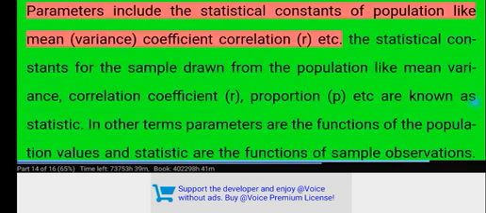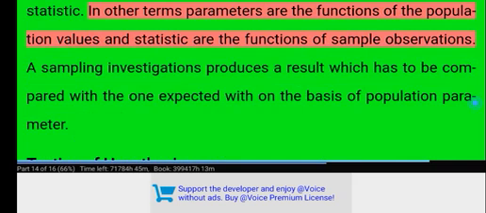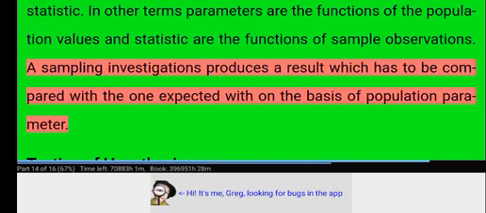Parameters and statistics. Parameters include the statistical constants of population like mean, variance, correlation coefficient, R, etc. The statistical constants for the sample drawn from the population like mean, variance, correlation coefficient, R, proportion, P, etc. are known as statistics. In other terms, parameters are the functions of the population values and statistics are the functions of sample observations. A sampling investigation produces a result which has to be compared with the one expected on the basis of the population parameter.